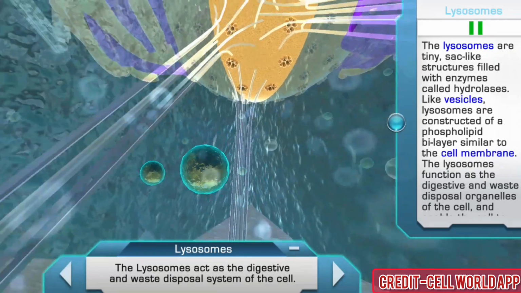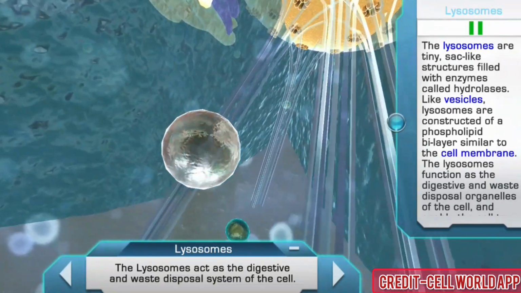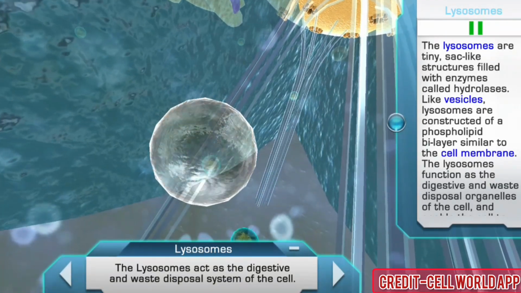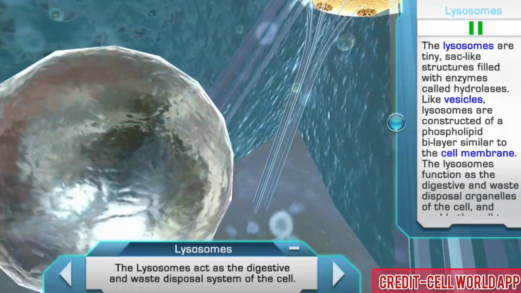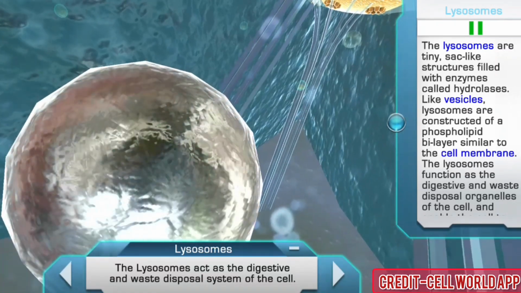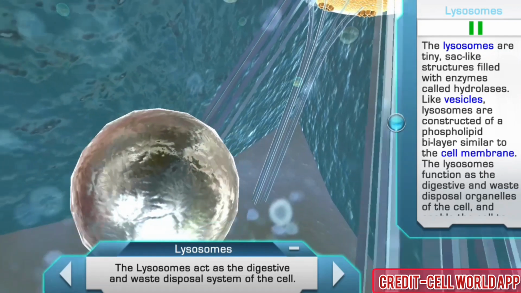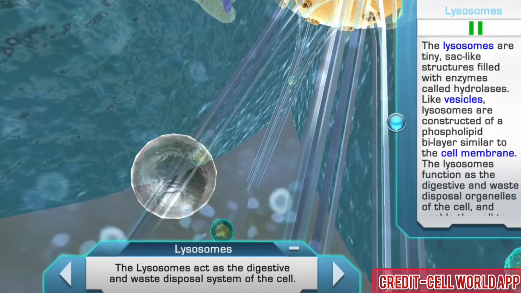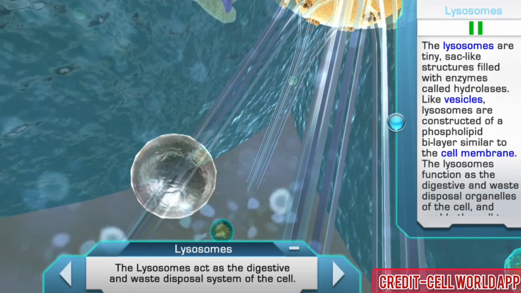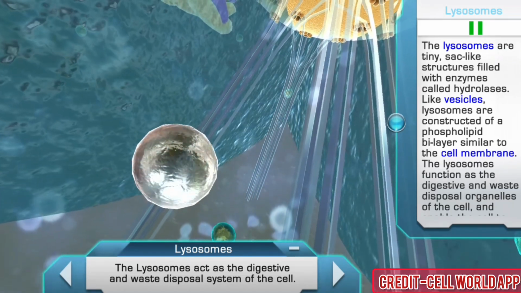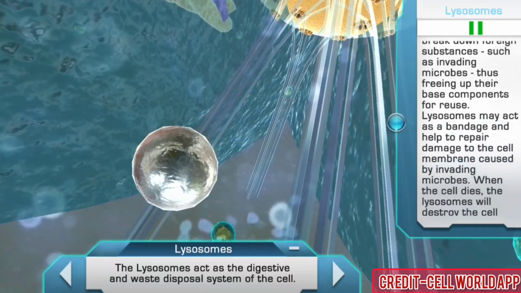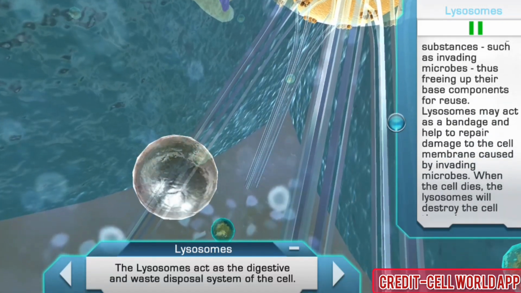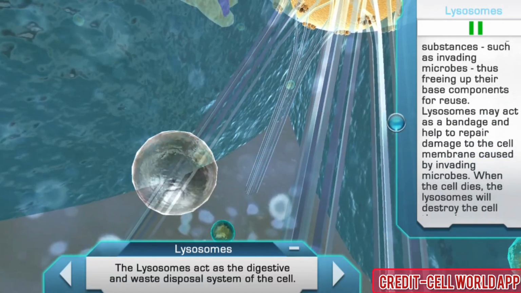The lysosomes are tiny sac-like structures filled with enzymes called hydrolases. Like vesicles, lysosomes are constructed of a phospholipid bilayer similar to the cell membrane. The lysosomes function as the digestive and waste disposal organelles of the cell, and enable the cell to utilize nutrients. Lysosomes also break down foreign substances, such as invading microbes, thus freeing up their base components for reuse.